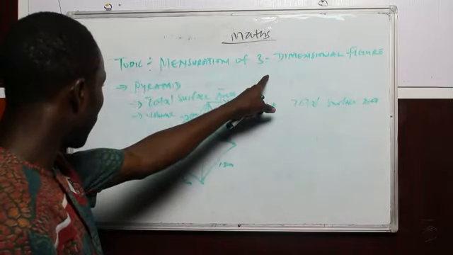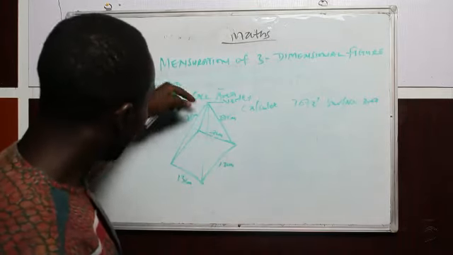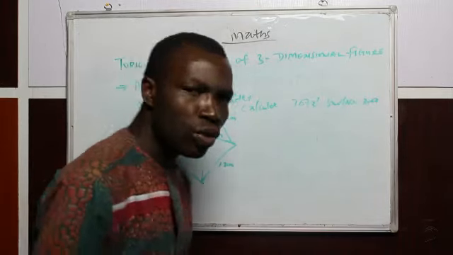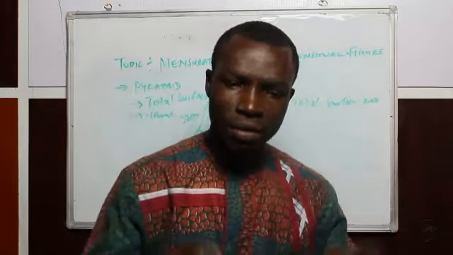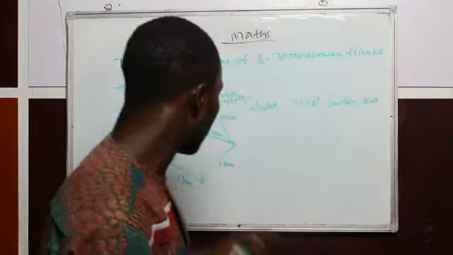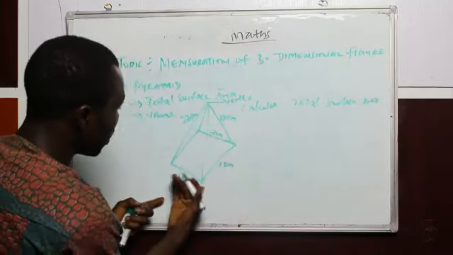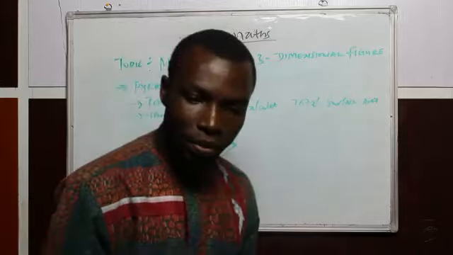27, that side that faces that side. This is 27 that faces this side. The other one is 27. So each of the sides is 27 centimeter. I believe you understood this diagram now. The base is 13 centimeter each.